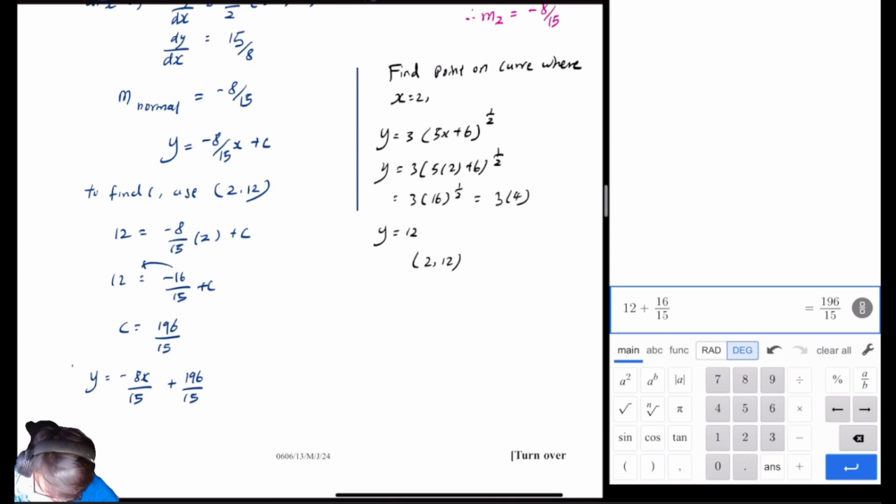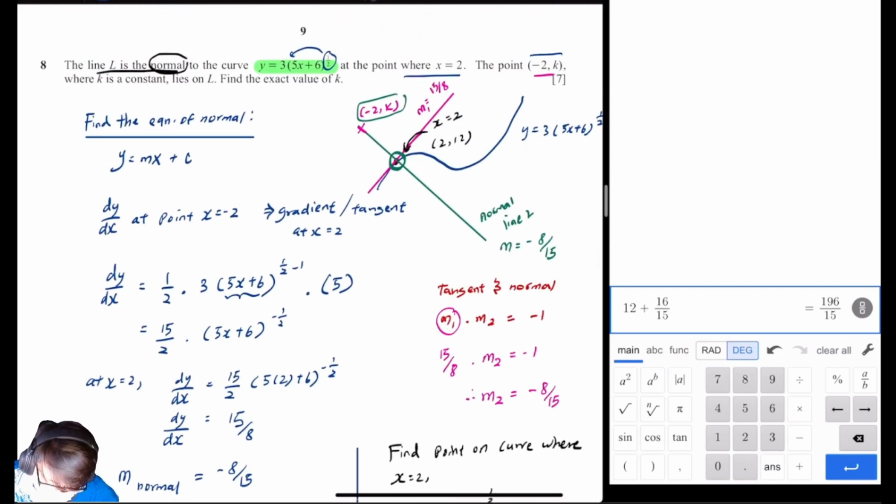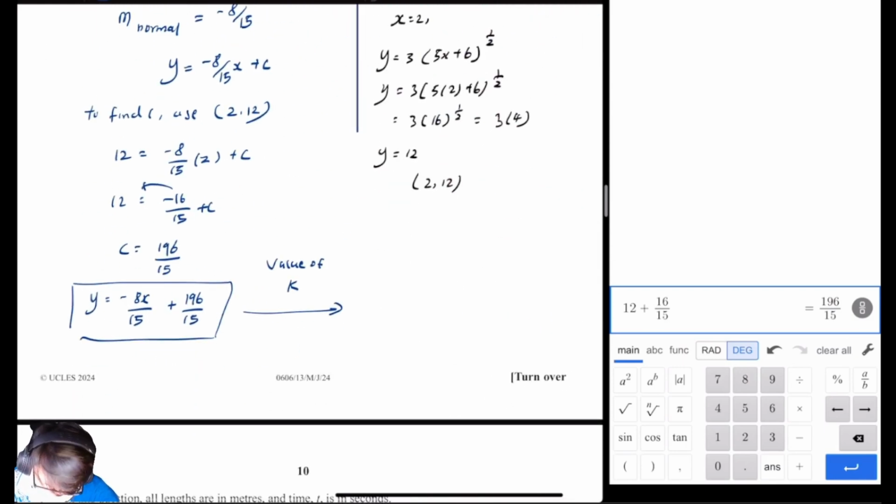And now we are going to use this to find the value of k. How do we use this to find the value of k? Know that we have the point minus 2, k. Just use this one: x and y, plug it in. k is equal to minus 8. Let's see.